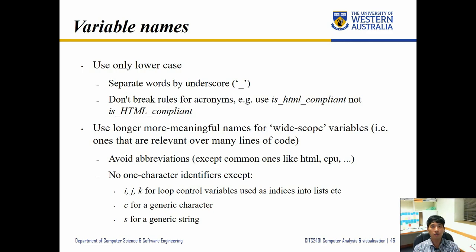There are some exceptions when we want to use some short variable names. For instance, here's an example. You shouldn't use any one character identifier except I, J, and K for loop variables, and C for generic character, and S for a generic string. When you submit codes later, which are style checked, these will also apply. So if you use anything other than these variables, the style checker will complain about it. Okay, so keep that in mind. And also, variable names should be at least 3 characters long by the definition of the style checker. Okay, so make sure it's at least 3 characters long.